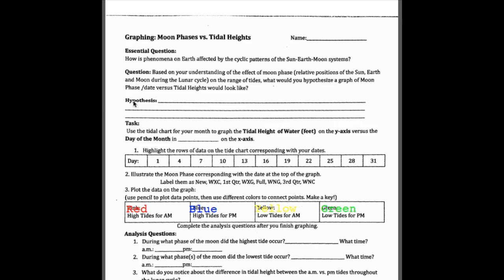If you wanted to do another hypothesis where you look at the effect of a neap tide, you might say something like, if I were to graph the tides for a first quarter moon or a third quarter moon, then I expect the difference in the tides to be the least dramatic during a neap tide. So something like that is the type of hypothesis I would like you to write. If you need to rewind the video to hear it one more time, please do that.